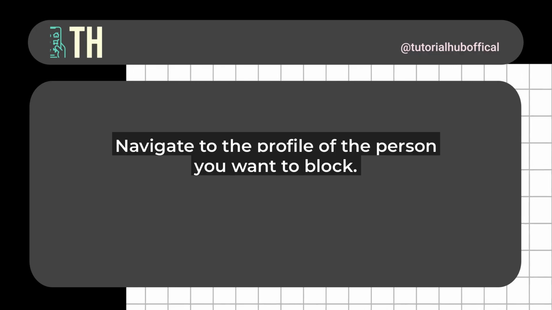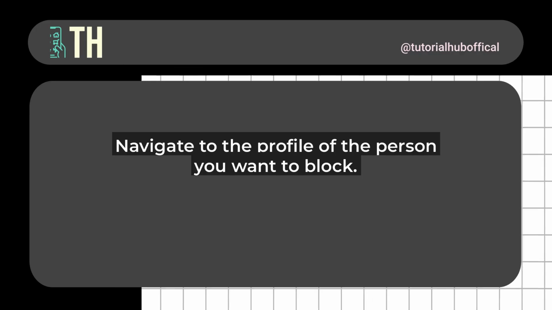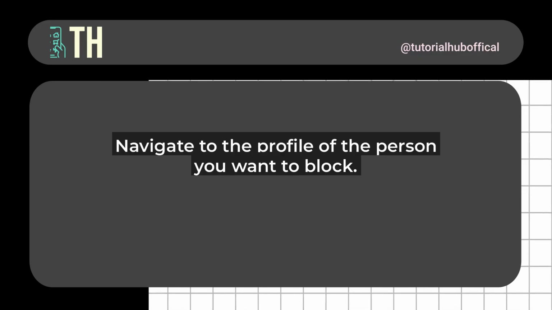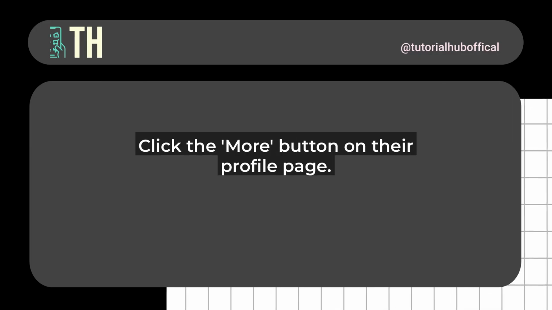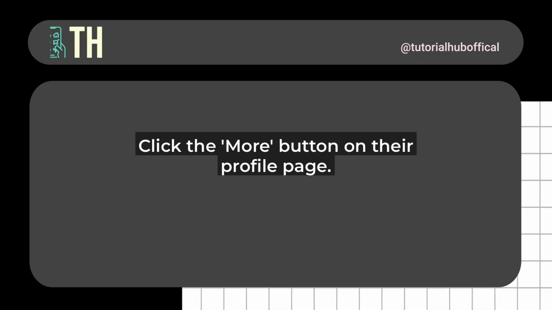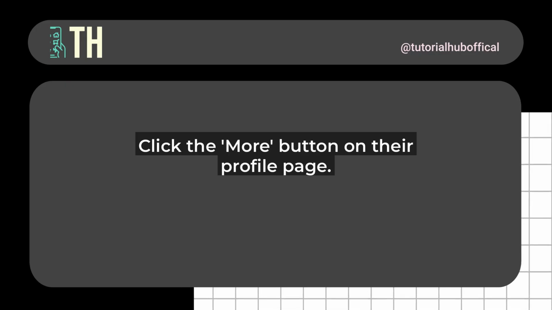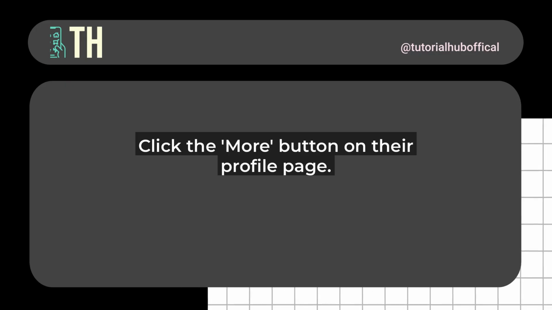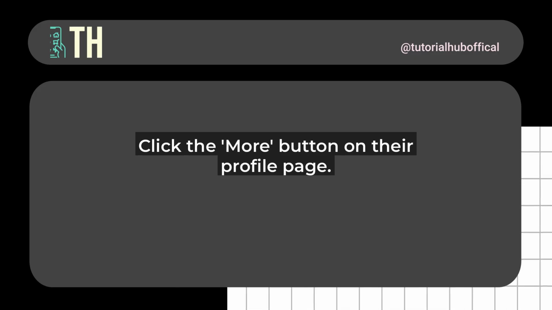Once you're on their profile page, look for the More button, usually represented by 3 dots in the top right corner. Click on that, and a drop-down menu will appear. In that menu, you'll see an option that says Report or Block. Go ahead and select that.